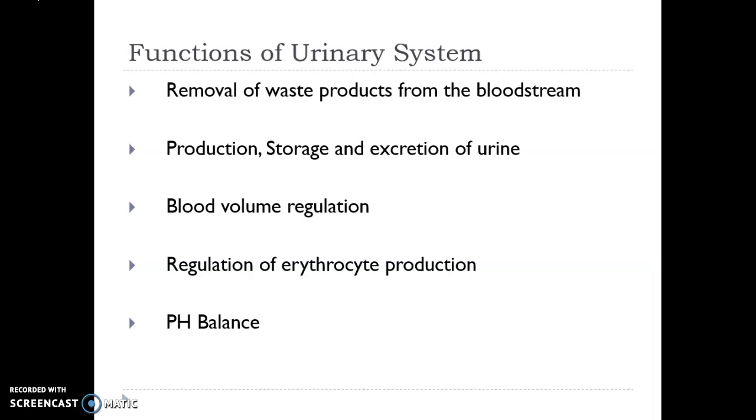The urinary system produces a hormone called erythropoietin, which regulates erythrocyte production. And last but not the least, our urinary system is responsible for maintaining plasma pH level. If our system gets too acidic, the urinary system tries to eliminate hydrogen ions to bring it back to homeostasis. And if it becomes too basic, then our urinary system tries to retain hydrogen ions to get the pH back to normal range.